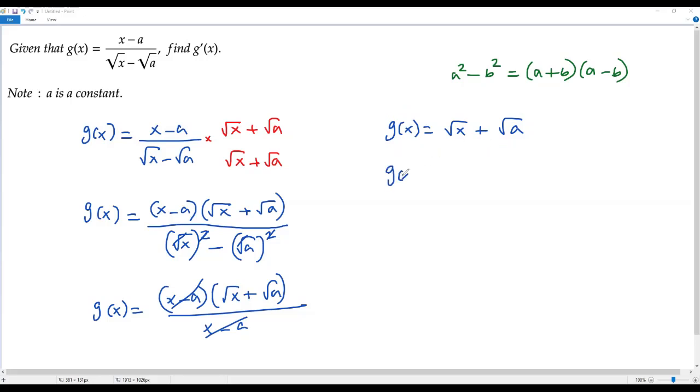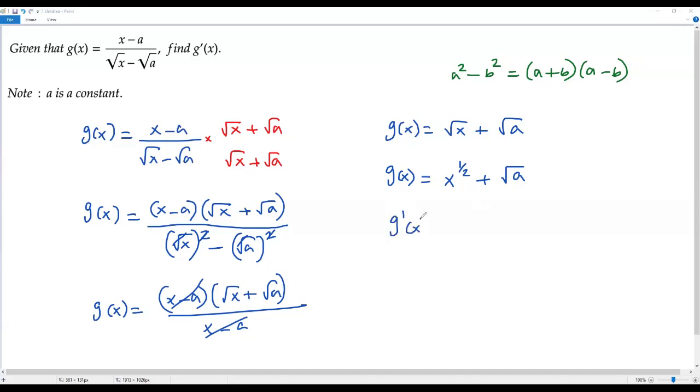Okay, before finding the derivative, I have to do one more thing. I have to write the square root of the variable x as an exponent. Whenever I have a square root, it can be written as an exponent, that is 1/2, and we can keep the square root of a as it is. The question says a is a constant. So when a is a constant, the square root of a will also be a constant. Now that's how the simplification can be done. Now we can start finding the derivative.